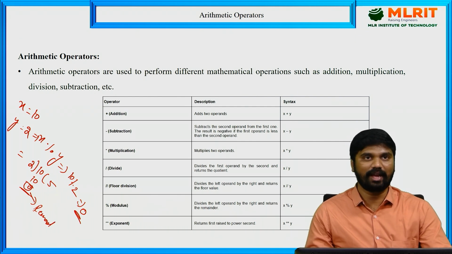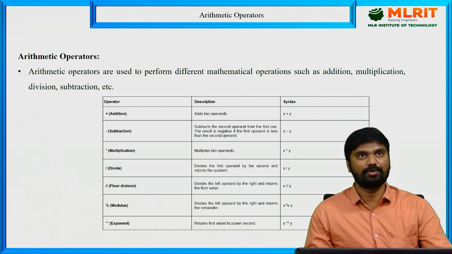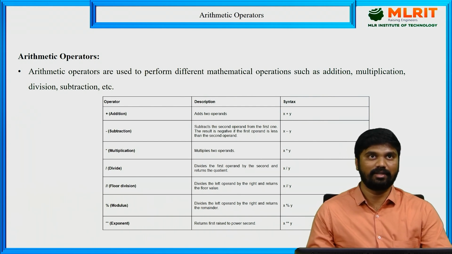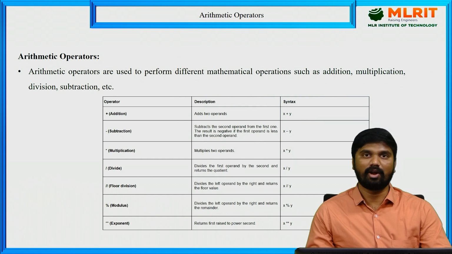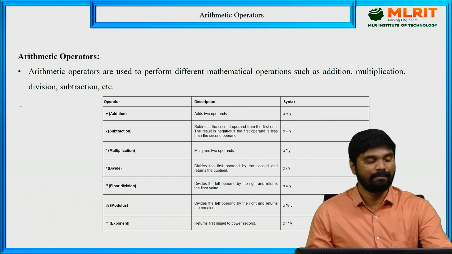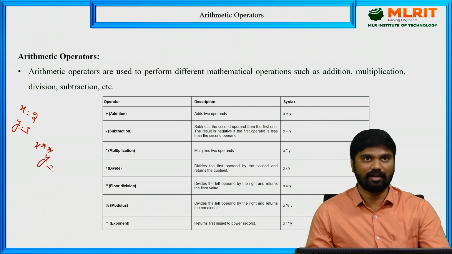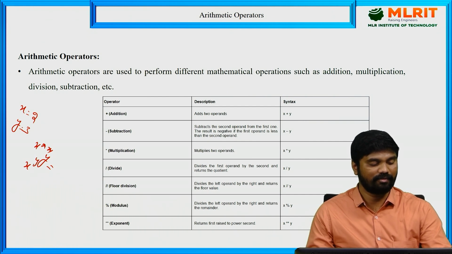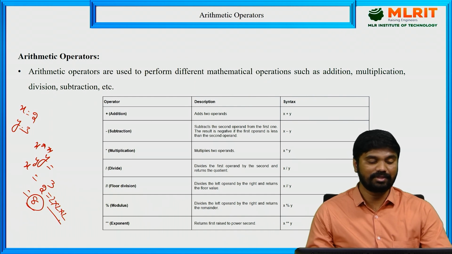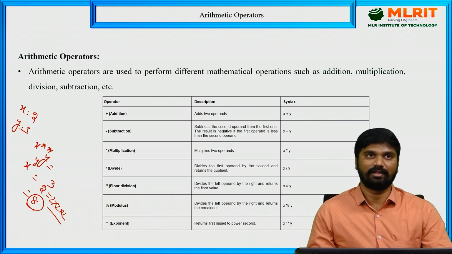And next we have the exponent operator. This exponent operator performs power operations. For example, x equals 2 and y equals 3. Now x power y, or x exponent operator y. So what is x power y? 2 power 3 is 8. That means 2 into 2 into 2, like that. So these are the arithmetic operators in Python.